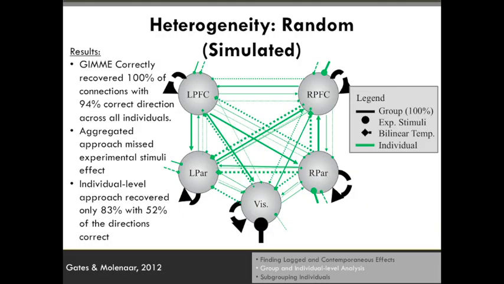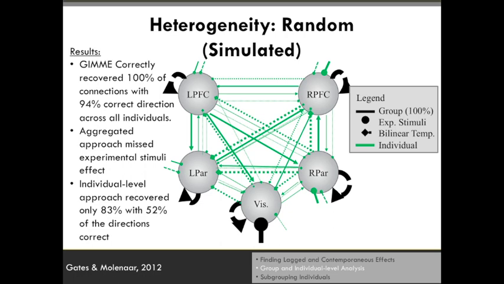I opened up these paths. I had each path have a different probability across individuals of being open, so this is completely random. Gimme recovered all of the paths. 95% of the directionality was also recovered. Aggregation only recovered the lagged effects. It missed the experimental stimuli. And then there were no connections between the people.